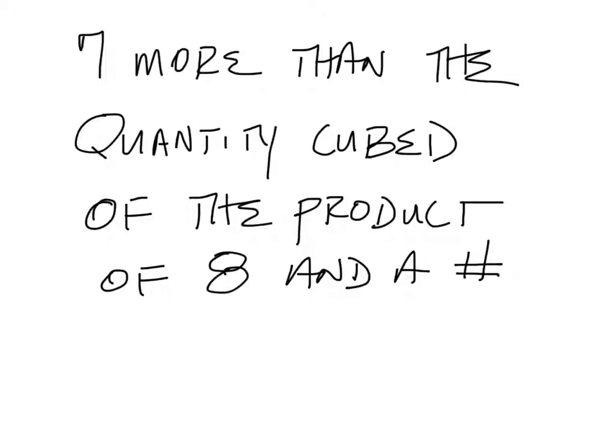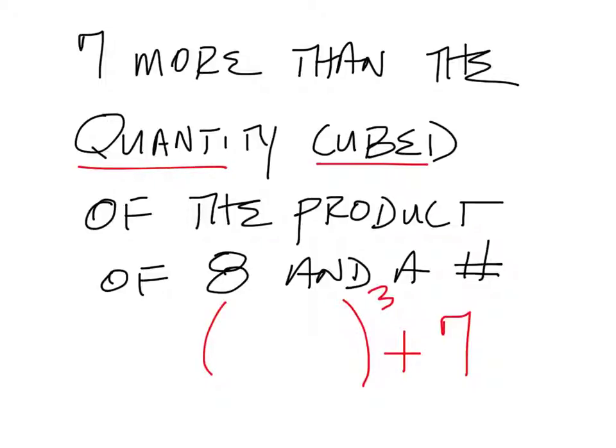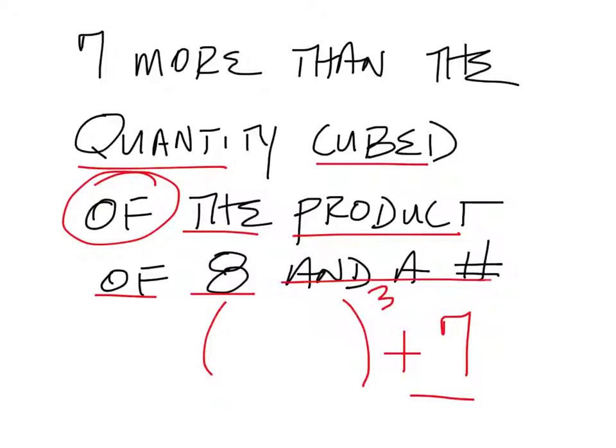7 more than is going to be plus 7 on the right. And it's 7 more than the quantity cubed. So there's a quantity cubed, and here's 7 more than that quantity cubed. The quantity cubed of the product means times of 8 and a number. So it's simply 8x on the inside.